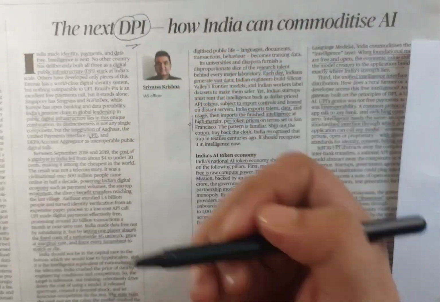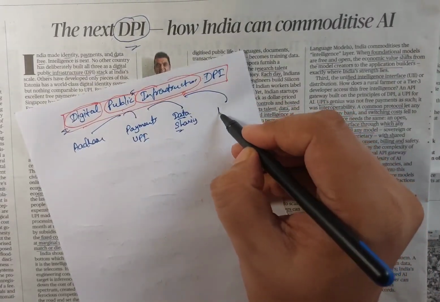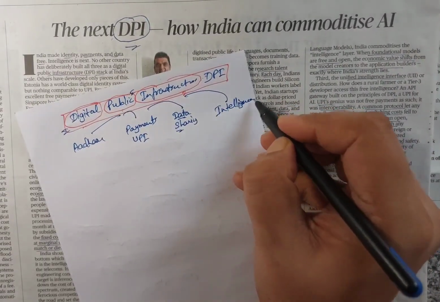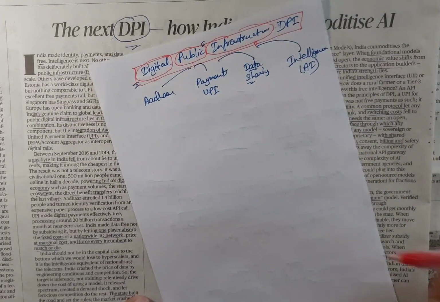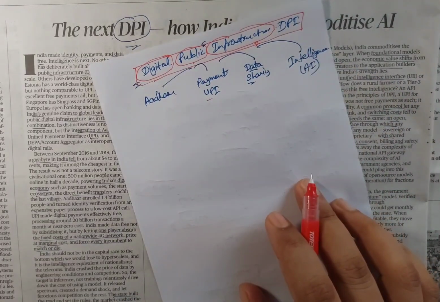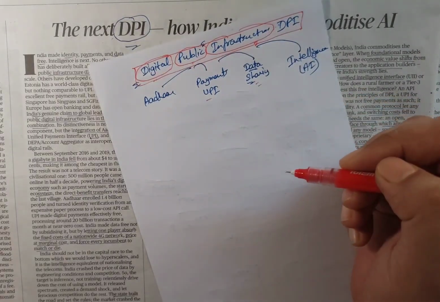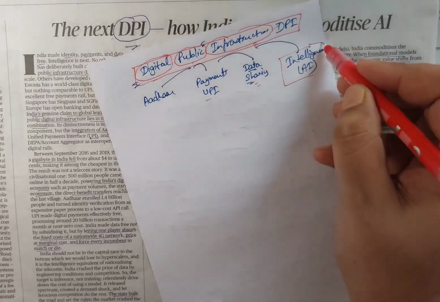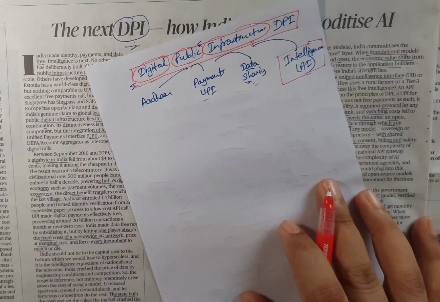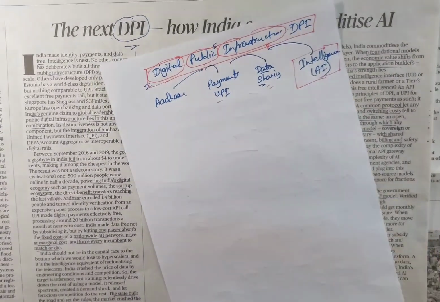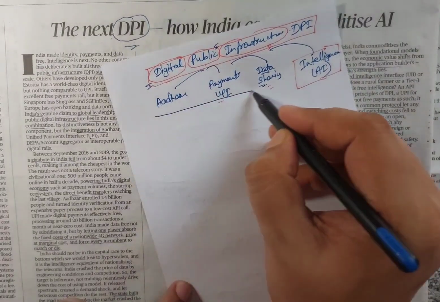This article argues that the next DPI for India should be intelligence. That means AI. India democratized the payment system. India promoted this Aadhaar based identification system. India promoted this data sharing system. Likewise, on the same lines, India should focus on promoting intelligence, promoting AI, so that it can reach the maximum people.